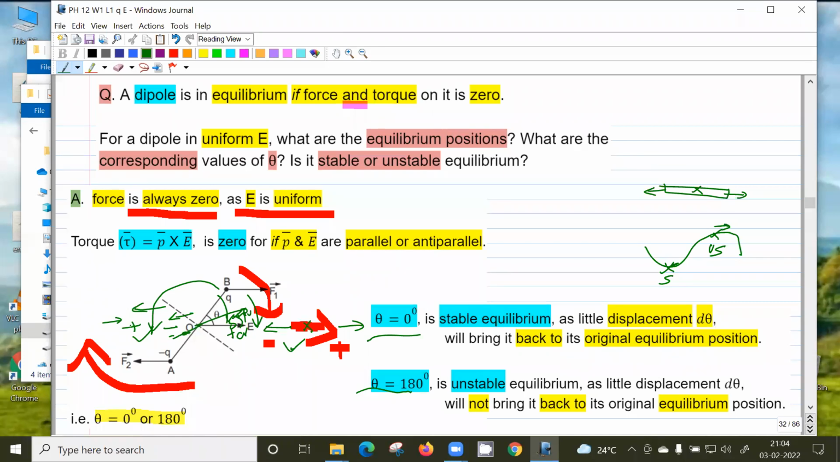So the clockwise torque will bring it back to the original position. But here, if I try to displace it like this, the torque is clockwise, right? So it will still move further away. Is that clear? Okay, so theta equal to 0 is stable. Theta equal to 180 is unstable.